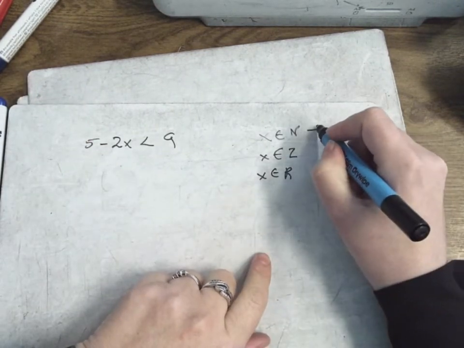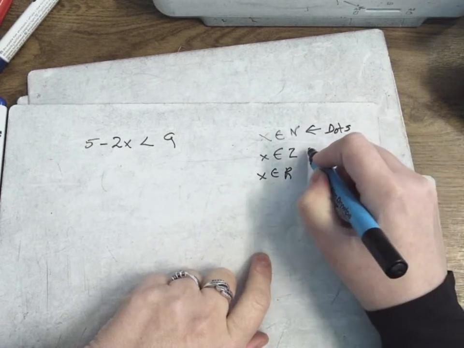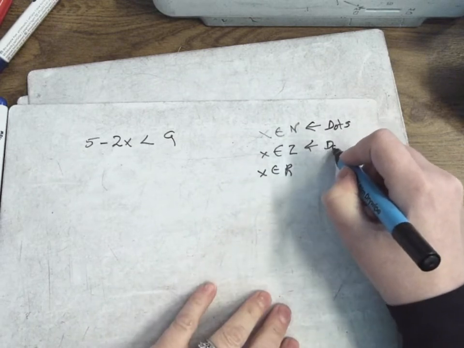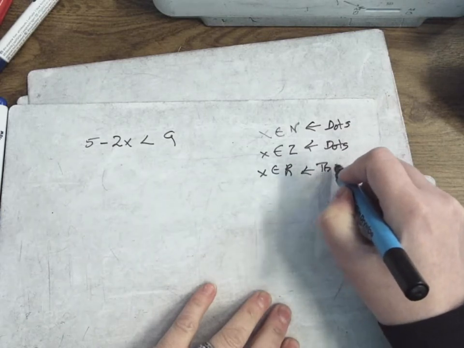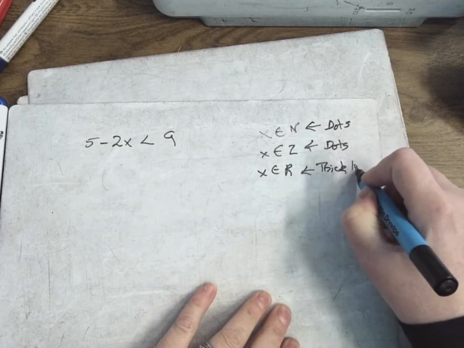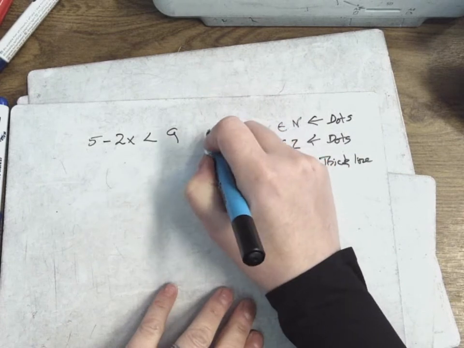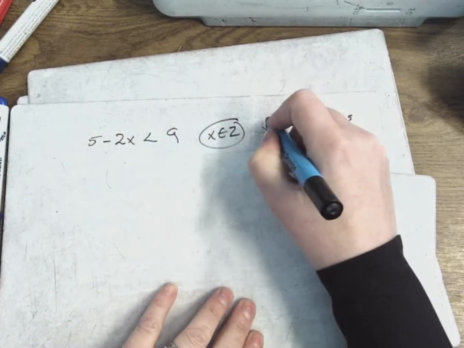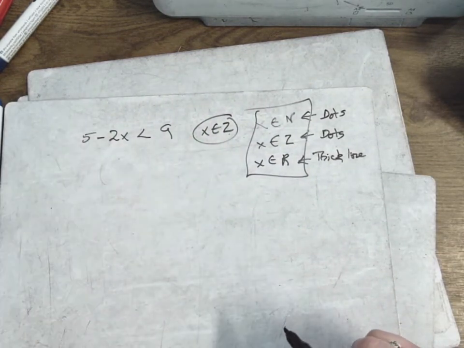So if you're doing natural numbers, you draw dots, right? If you're doing integers, which are positive and negative whole numbers, you draw dots. And if you're doing real numbers, you do a thick heavy line, because real numbers are all the fractions and all the decimals and everything included. So you do a thick line. Okay, is that alright? So we'll pretend this one here told us x is an element of Z. This is the possibilities of what they could tell us, and this is what this one says.